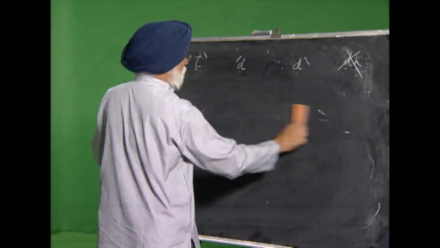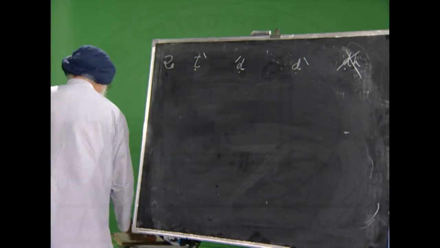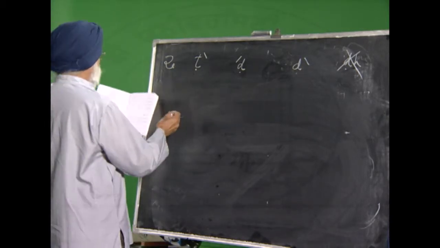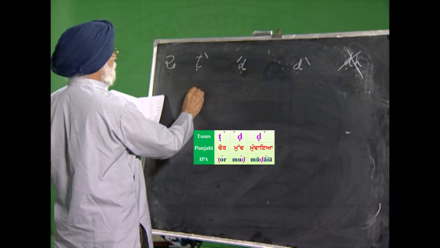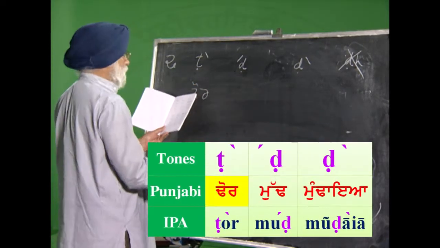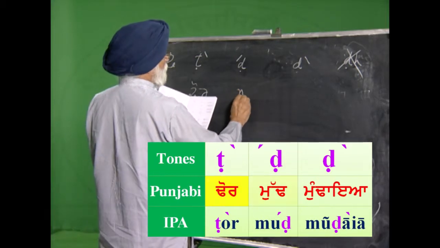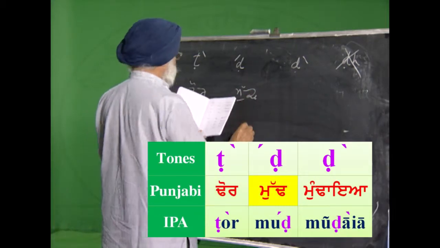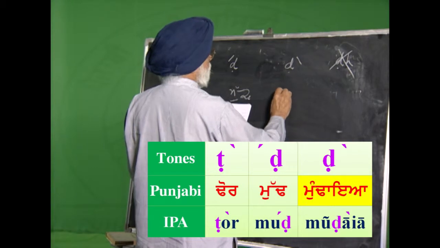So, there are so many other letters. For example, we will have tor, mud, mundaya.